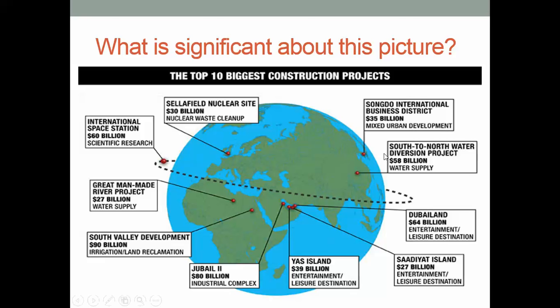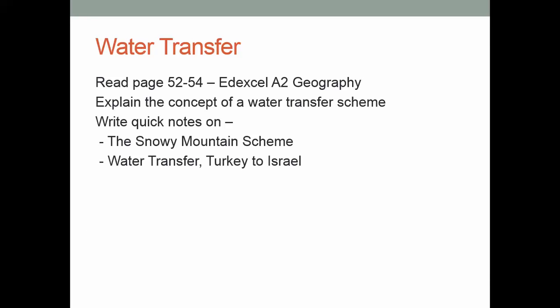And then we move over to China. As of this diagram, they were spending $58 billion on the south to north water diversion project. These are large-scale projects, all designed to improve water security for these different countries. This is vast amounts of money to be spending to ensure that a country becomes water dependent. So we're going to look at why these countries are carrying out these water transfer projects.